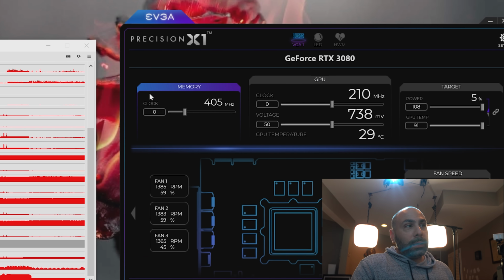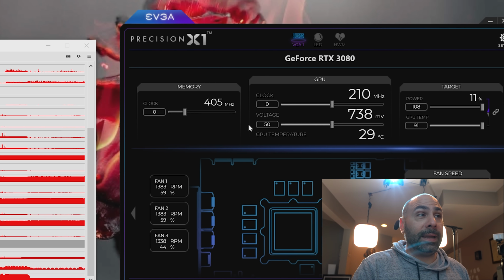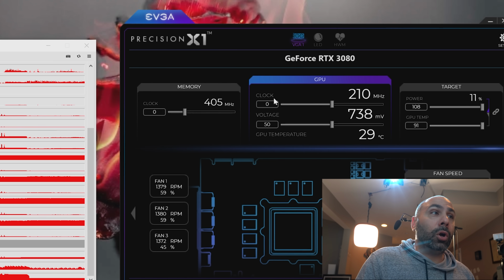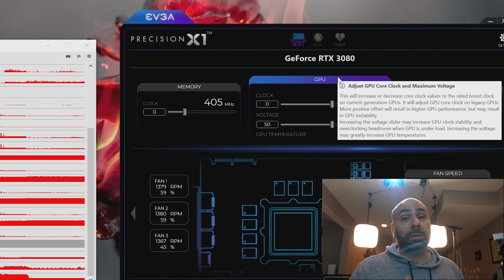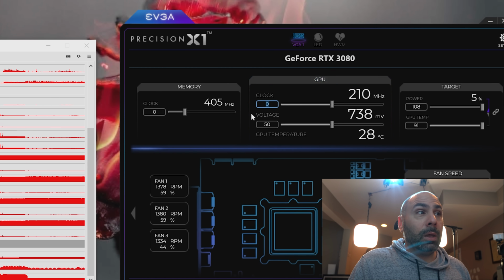Now, clock and memory, so GPU clock and memory clock, are the main things that are going to drive the additional performance that you're going to get out of an overclock. And you should always focus on GPU clock speed first. That's going to be the most return for your efforts here.